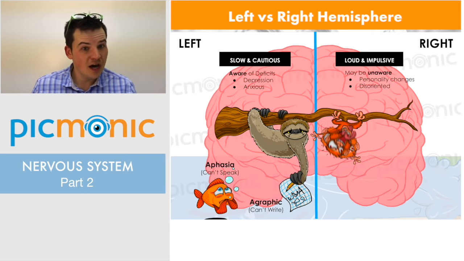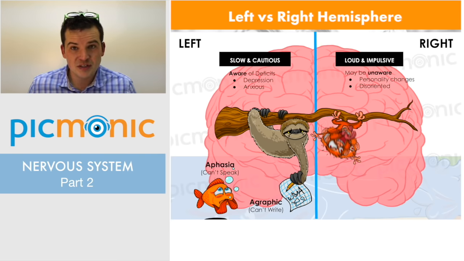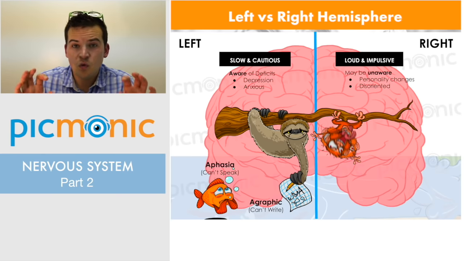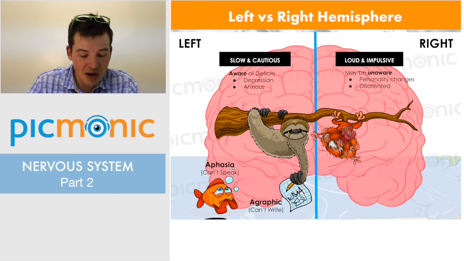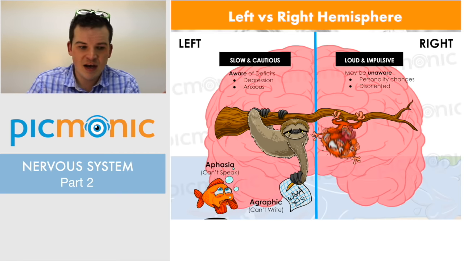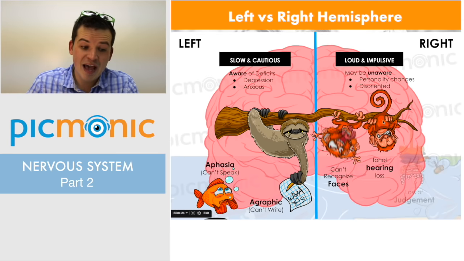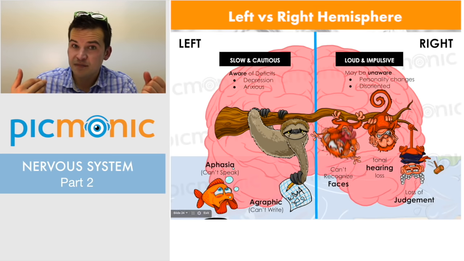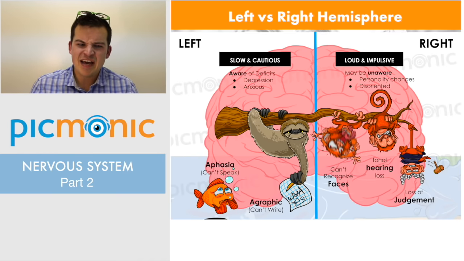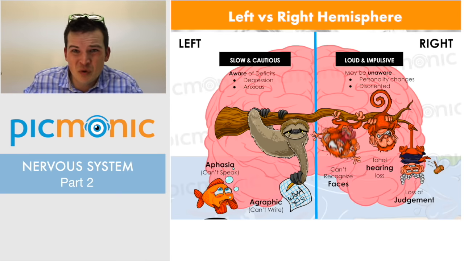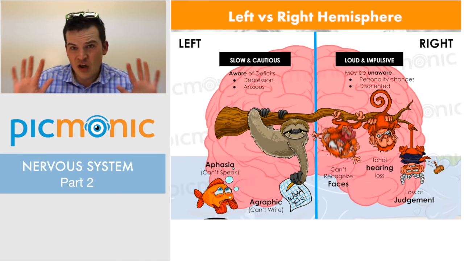Now, let's contrast this with right-sided stroke patients. Right-sided stroke patients are not in their right mind. You've probably heard that before. Let me explain. I like to explain right-sided stroke patients as unable to perceive the environment. They're unable to accept things. Because they can't really tell what's going on, they're like crazy animals, like wild animals. They're not in their right mind.